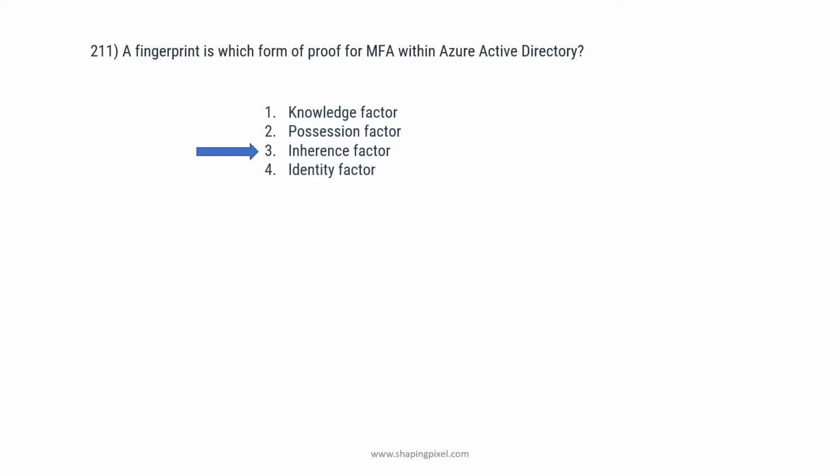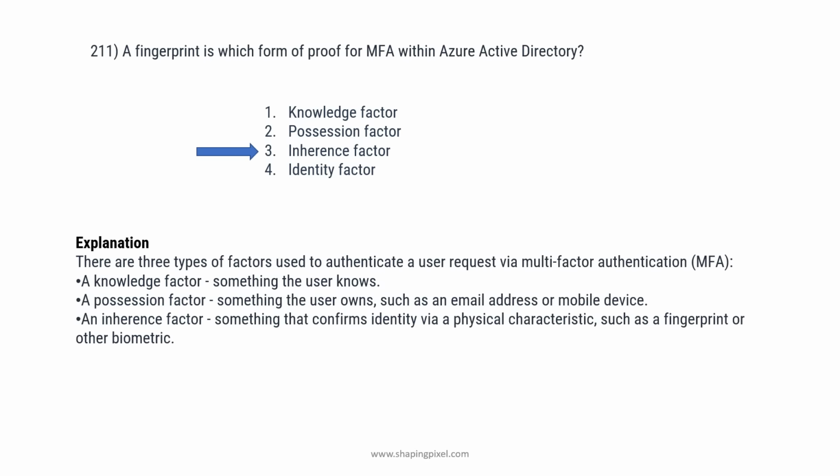So the right answer is option 3, inheritance factor. There are three types of factors used to authenticate a user request via multi-factor authentication. A knowledge factor, something the user knows. A possession factor, something the user owns, such as an email address or mobile phone. An inheritance factor, something that confirms identity via physical characteristics, such as a fingerprint or other biometric.